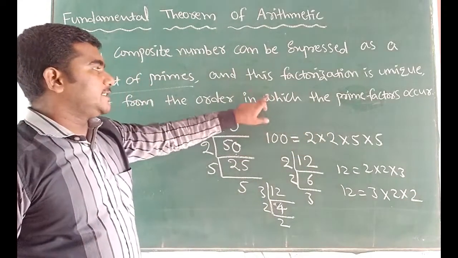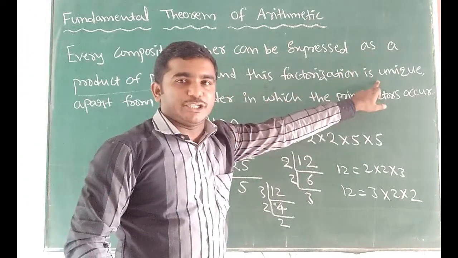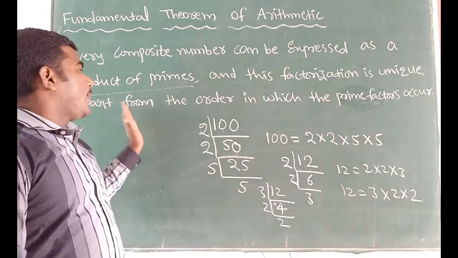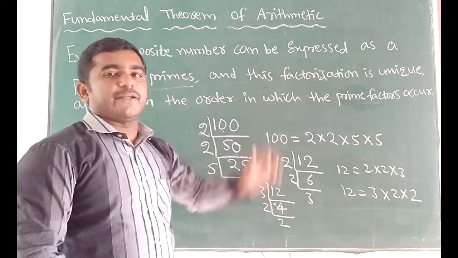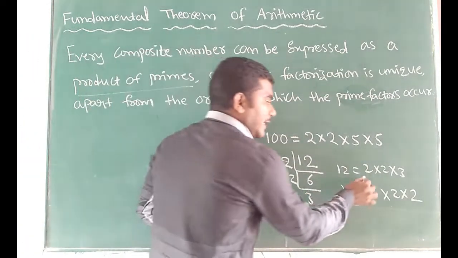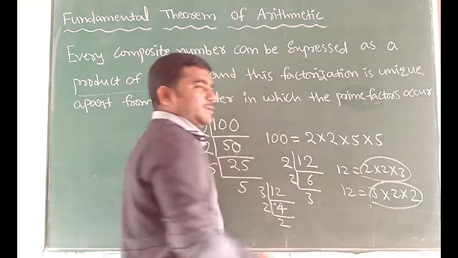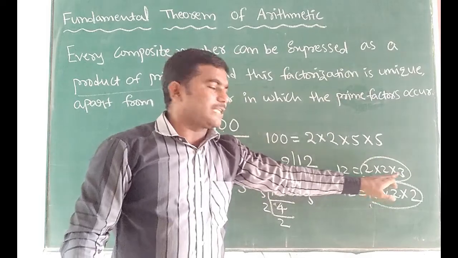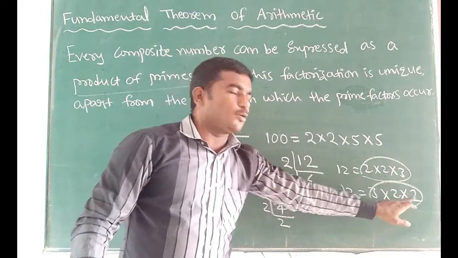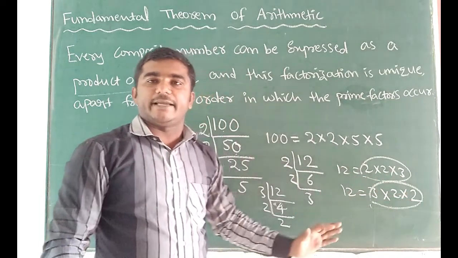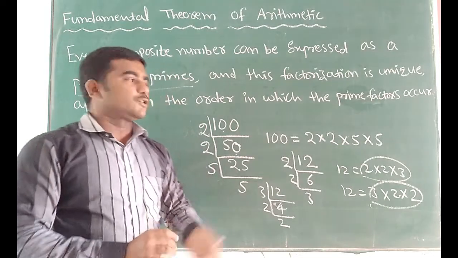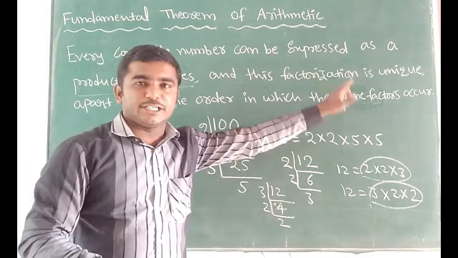See, the meaning of this is that the factorization is unique apart from the order in which the prime factors occur. See here for 12, what did you get? 2 into 2 into 3. Here, 3 into 2 into 2. Is there any change? 2 2s and 1 3 is there. Here also 2 2s and 1 3 is there. Both are the same, but just the order is different. So that's why the factorization is unique.